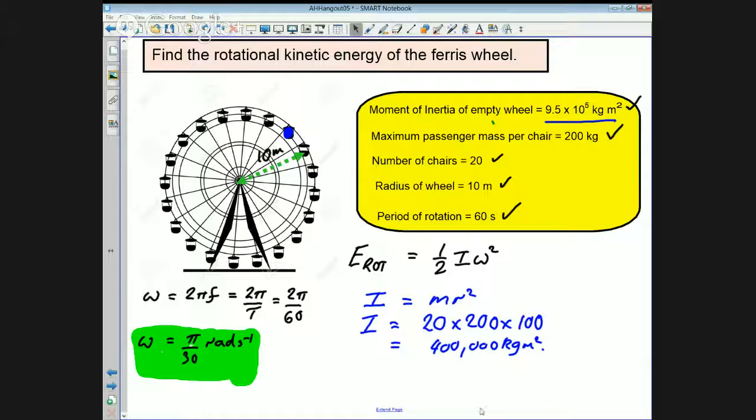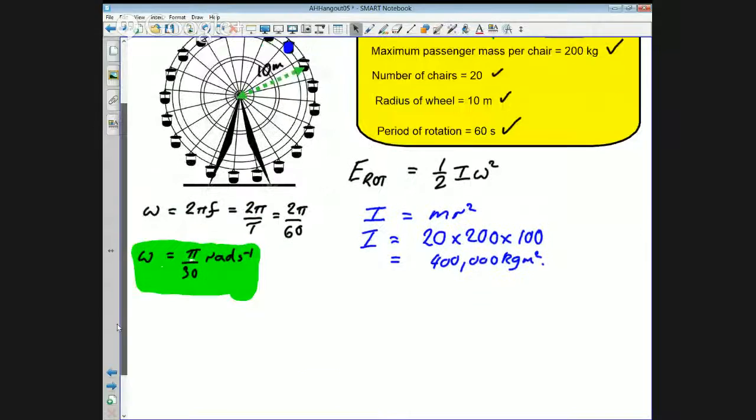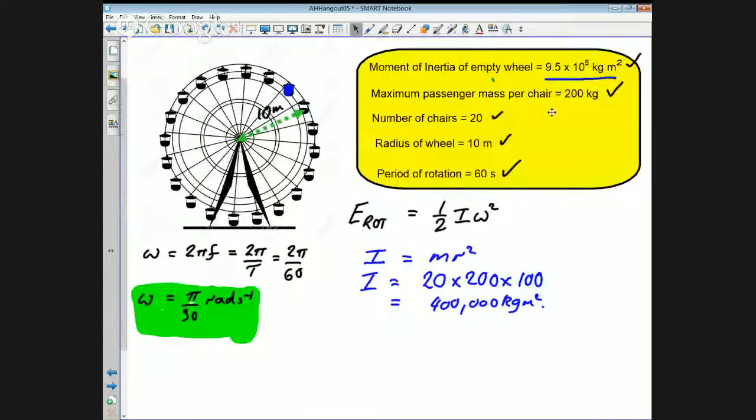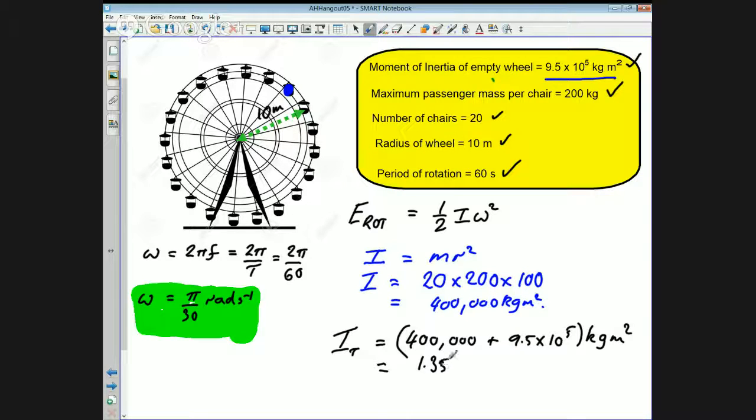But that's not the total moment of inertia of the system. We have to add in the empty wheel as well, which is up here. So the total moment of inertia is 400,000, that's due to all the chairs, plus 9.5 times 10 to the power 5, and remember, it's all in kilogram meter squared. So the total moment of inertia becomes 1.35 times 10 to the power 6 kilogram meter squared.